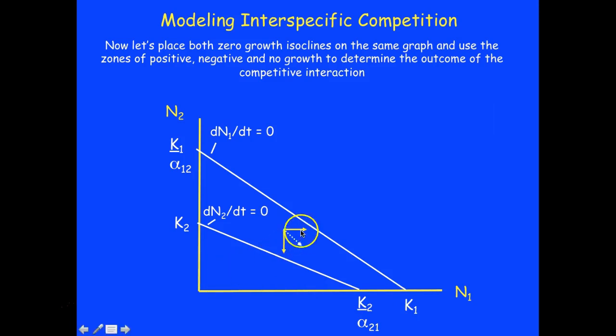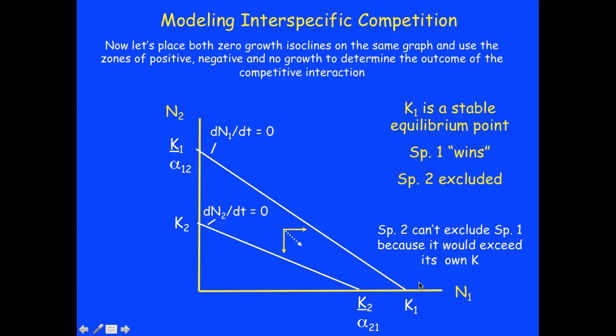Okay, so what happens if we start in between these no-growth isoclines? Well, what's going to happen if we start at a population density of species 1 here and species 2 here is that we are above the no-growth isocline for species 2, but we're below the no-growth isocline for species 1. So species 1 will be able to increase because we're below its no-growth isocline, but species 2 will have to decrease. So that means that our population will grow to the carrying capacity of species 1 again.